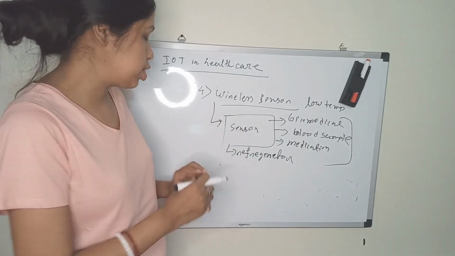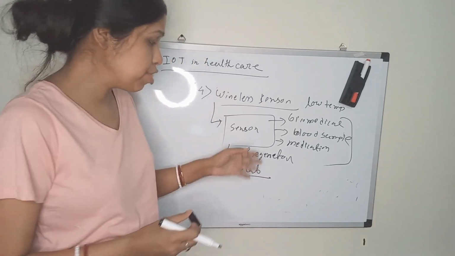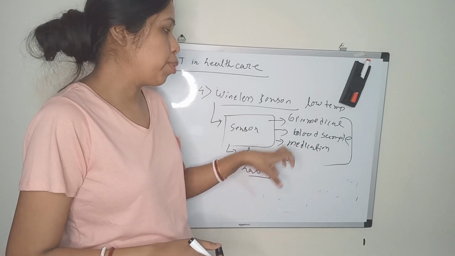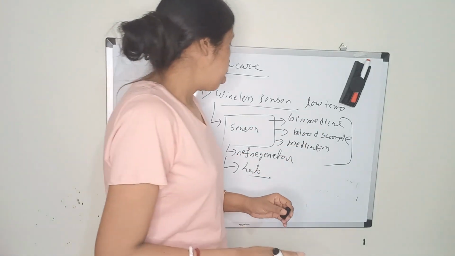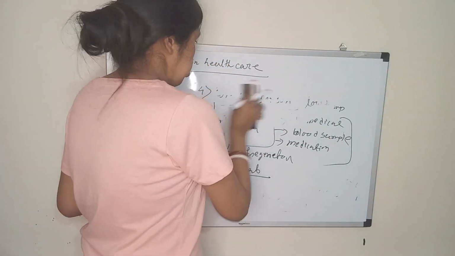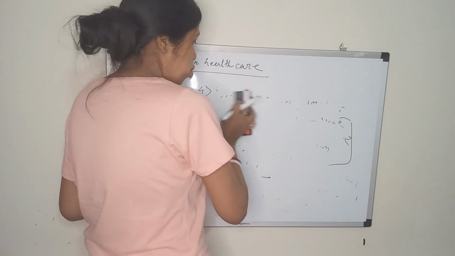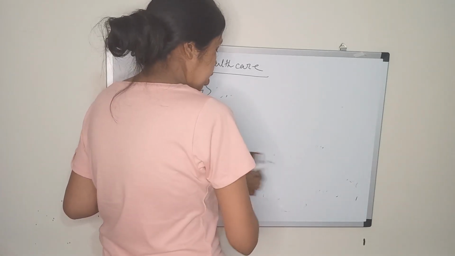We can put this sensor in a laboratory also. In the refrigerator and laboratory, you can put this kind of wireless sensor for measuring the temperature of particular materials. Okay, next, what is the research going on related to this IoT healthcare? This I'll discuss in an upcoming lecture.